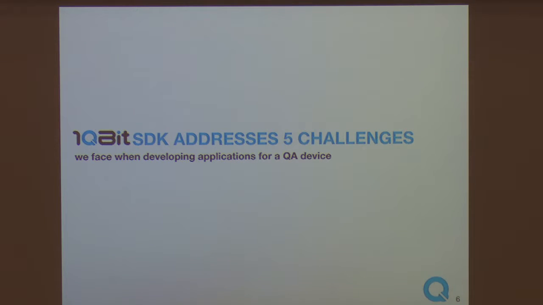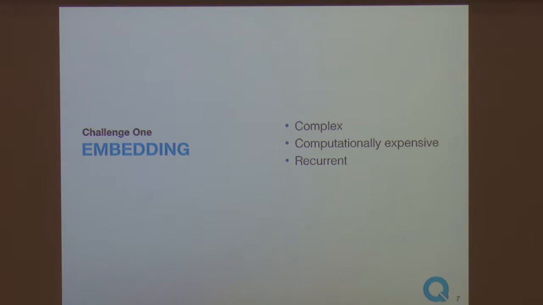So before I go into the demos, I'll talk about what challenges we've overcome by creating the SDK, and I'll also go into the actual architecture of the SDK. So first of all, the challenges that we feel have been readily addressed by the SDK, the first one is embedding. So as I said, you have to reduce an optimization problem into a form that the quantum computer can understand. So this will be in the form of a QUBO or a quadratic unconstrained binary optimization problem or an Ising model.